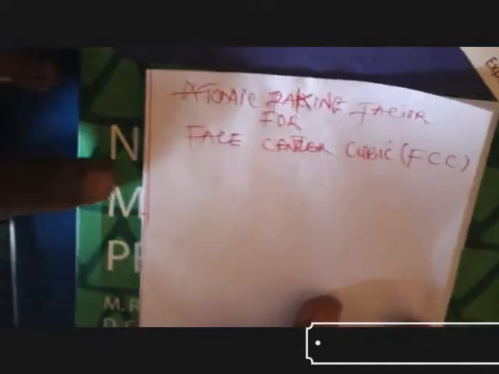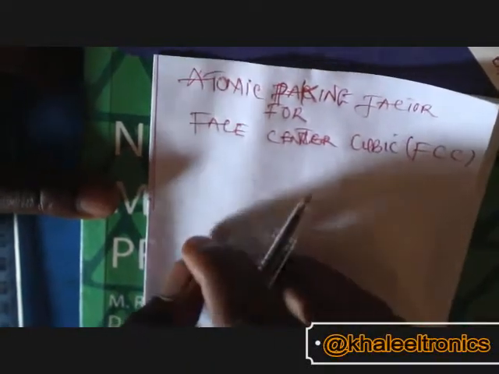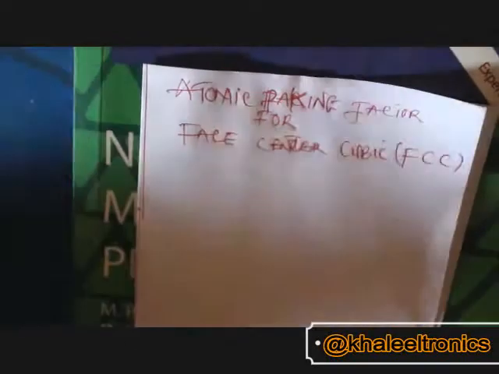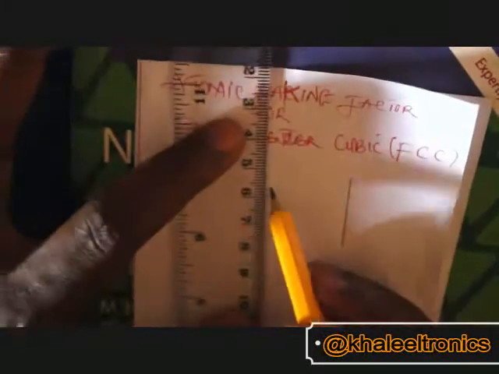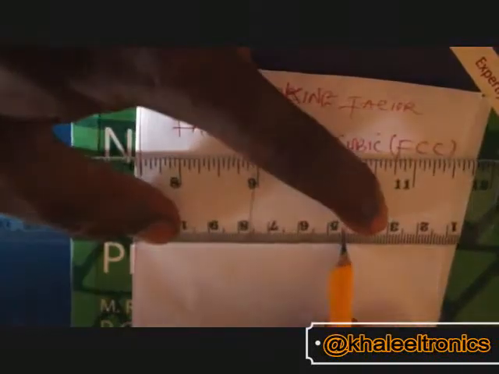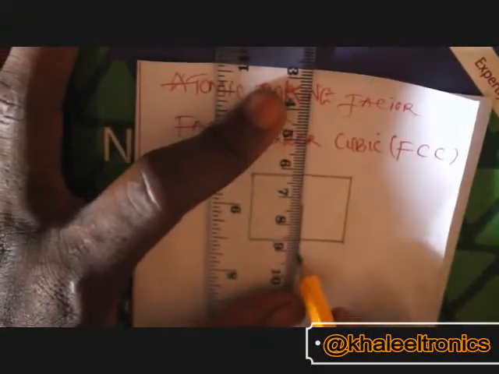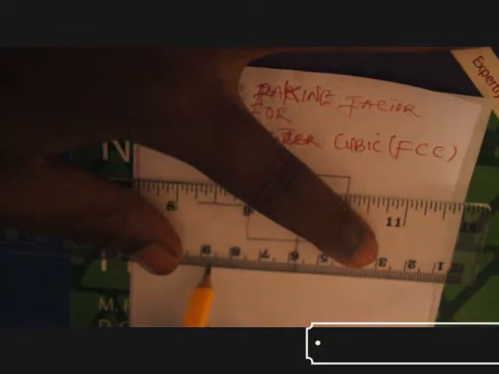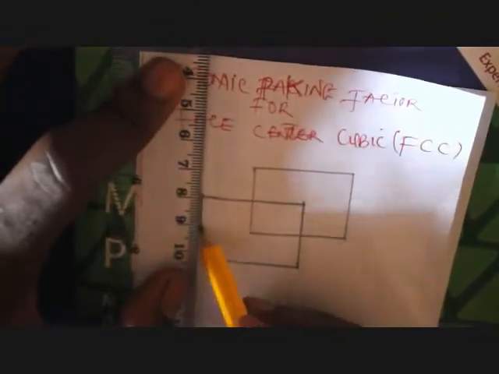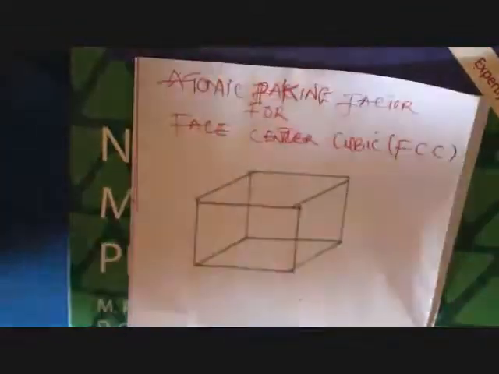My name is Khalil. We're going to find the atomic packing factor for FCC. So let's draw our cube. Simple as ABCD. Okay. So this is the cube.